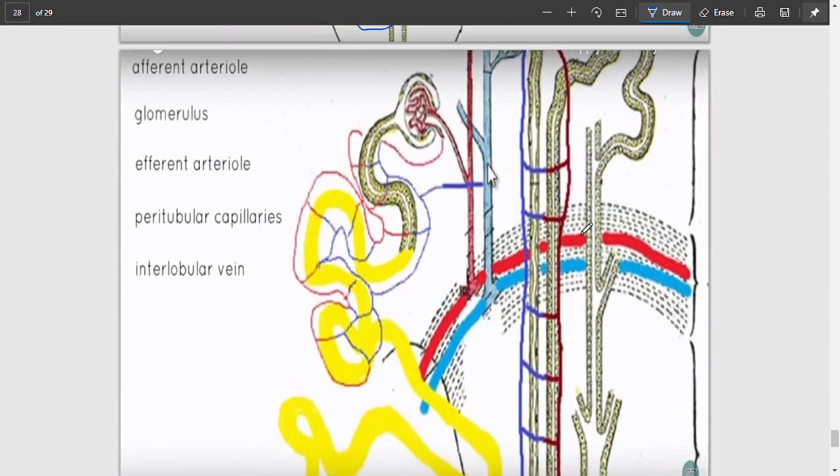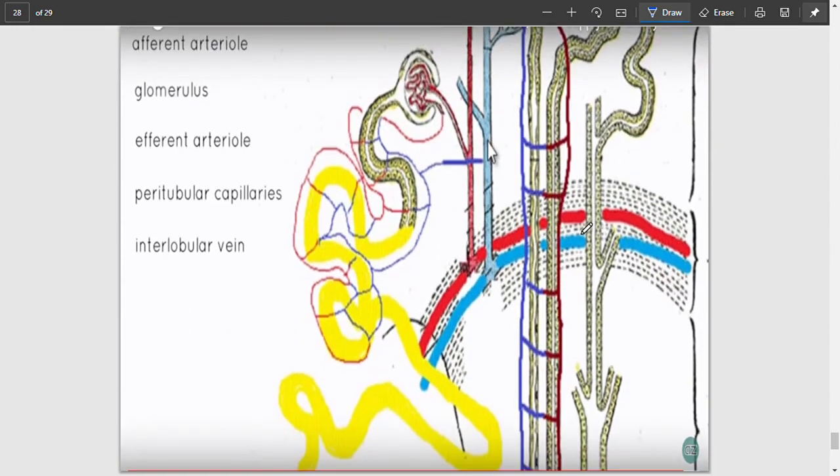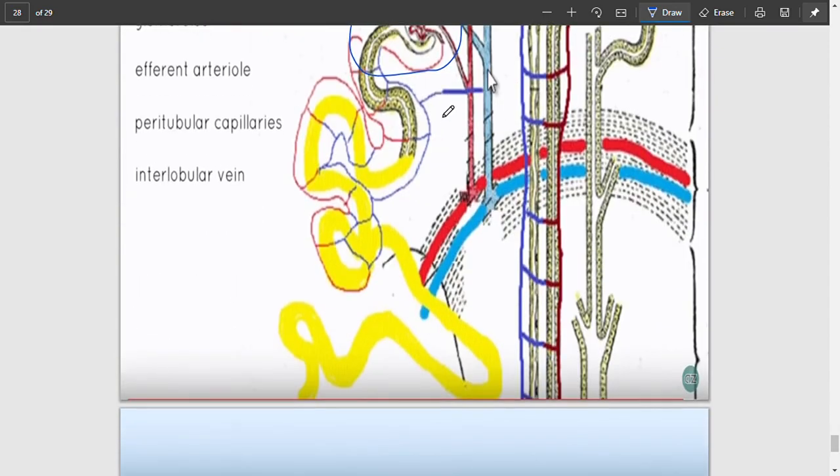Then here is the structure again, a bigger one, as I've explained to you before. The same things are happening here. Here are the vasa recta.